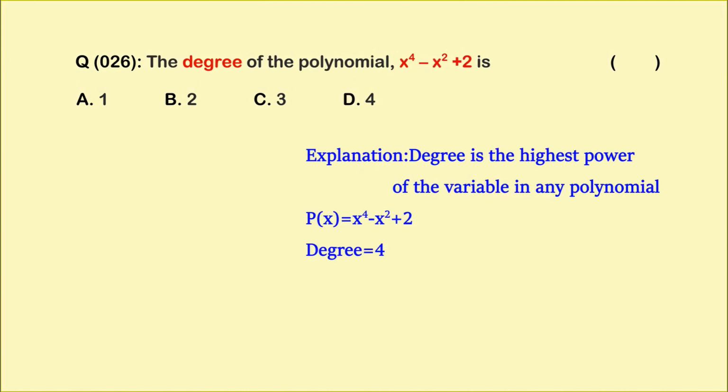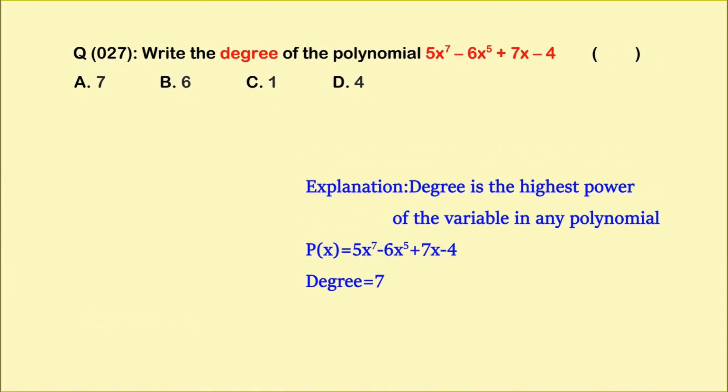Question number 26. The degree of the polynomial x to the power of 4 minus x square plus 2. So you can see in the explanation, degree is the highest power of the variable in any polynomial. So the polynomial has the highest power as 4. So the degree is 4. So the right answer is D.